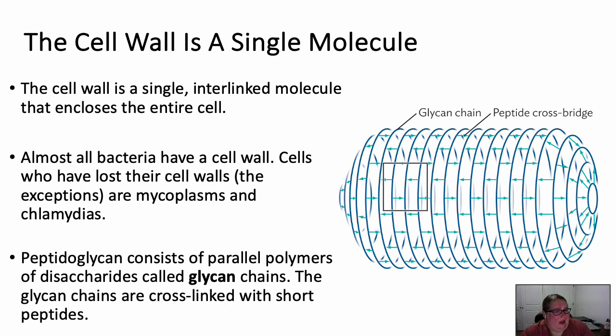Okay, what we really haven't talked about is the fact that the cell wall is one single molecule. It's all connected. In order to make this cage, all these glycan chains and all these peptide cross-bridges are connected to each other, so it makes it one molecule. Almost all bacteria have cell walls. About 90% of all bacteria have cell walls.